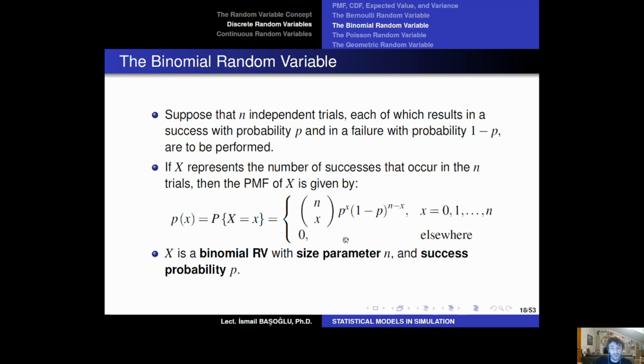Now, the probability of observing exactly x successes out of these n trials is going to be n choose x times p to the power x times 1 minus p to the power n minus x. And here, in order to define a binomial random variable, we need to determine the number of experiments, the number of repetitions of the Bernoulli experiment, which is n, and that is called the size parameter. And we also need to define the success probability p again. So the binomial random variable is a random variable with two parameters, size parameter and the success probability.